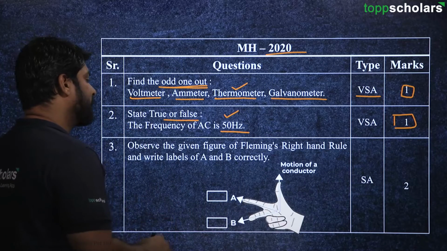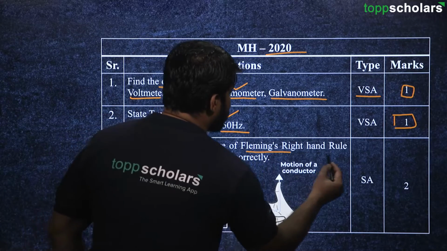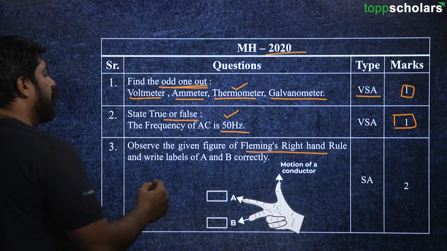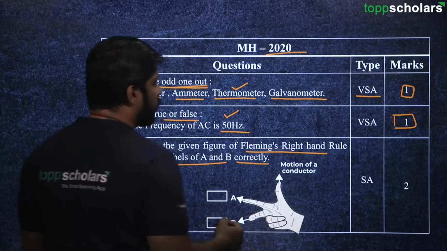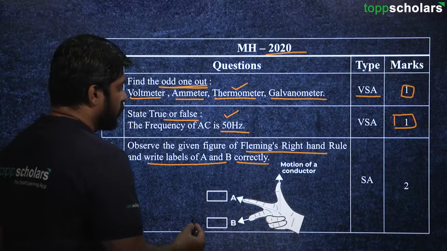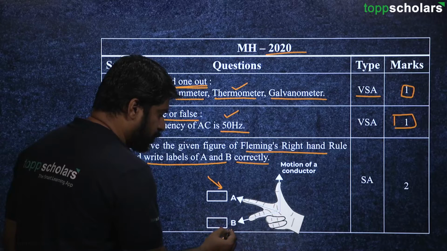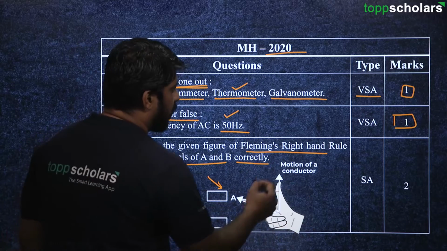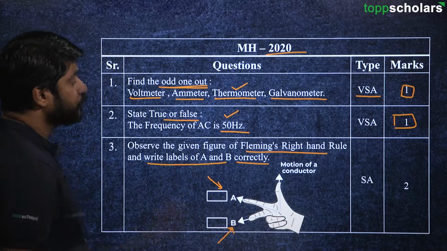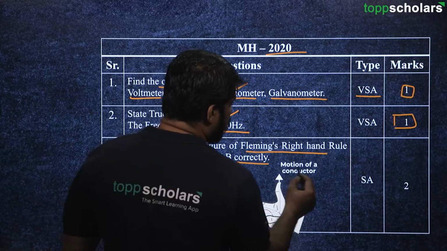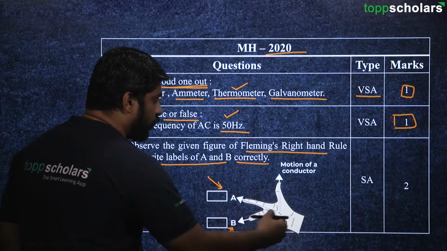Moving on to the next. Observe the given figure of Fleming's right hand rule and write labels of A and B correctly. So here we have to indicate what is A and what is B. This is Fleming's right hand rule. Here this is the motion of a conductor. Then what is A and what is B?